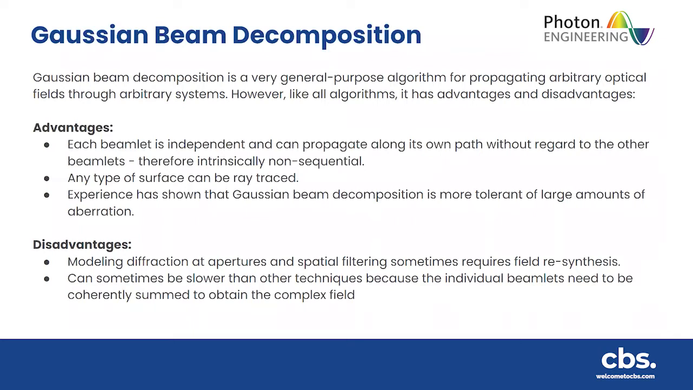And speaking honestly, it's a little bit slower than other techniques because we have to decompose the source into Gaussian beamlets and then, at the end of the ray trace, coherently sum them again to obtain the complex field. So those extra steps do sometimes take a little bit of time, relatively speaking. Often calculation time is not an issue with the coherent algorithm, as we'll see in some of the examples, but certainly that is an extra calculation step that needs to be considered.